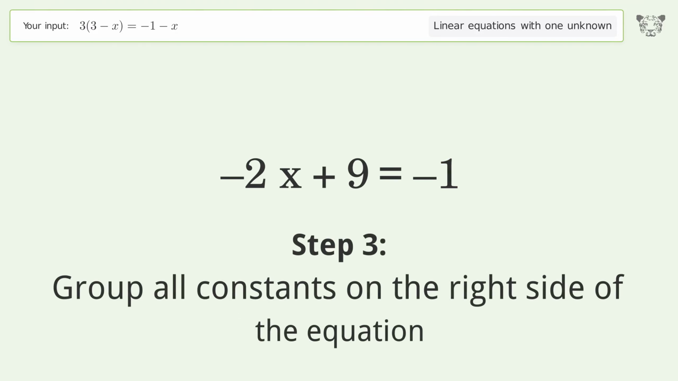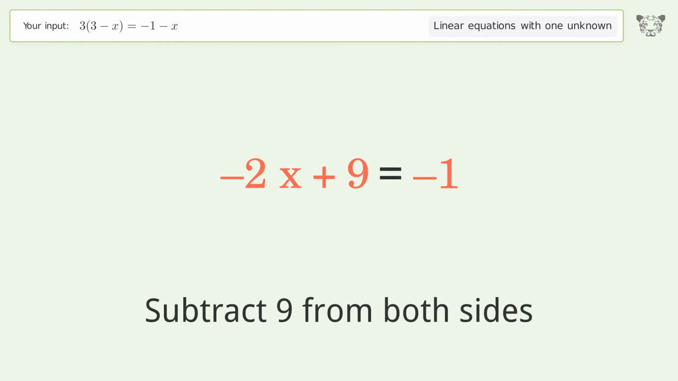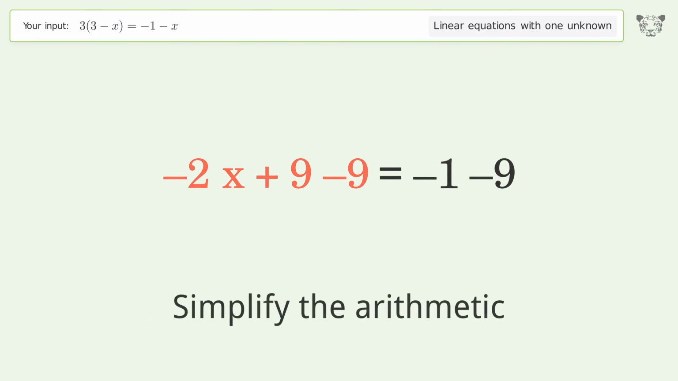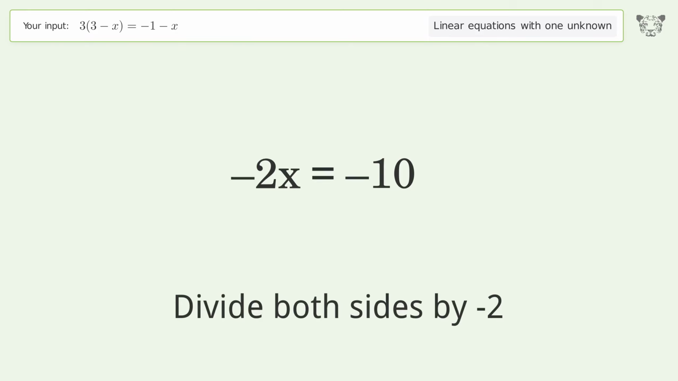Group all constants on the right side of the equation. Subtract 9 from both sides. Simplify the arithmetic. Isolate the x. Divide both sides by -2.